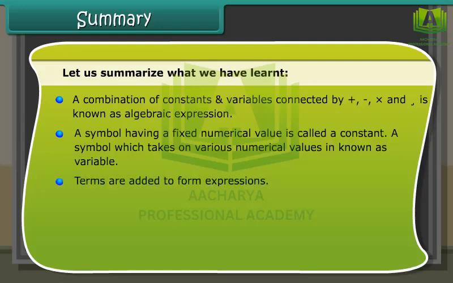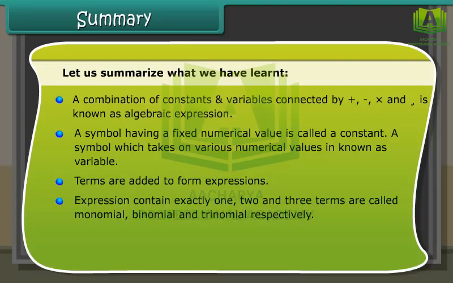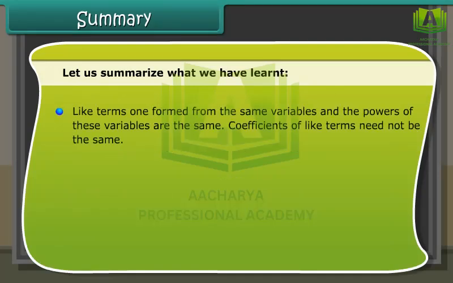Terms are added to form expressions. Expressions containing exactly 1, 2, and 3 terms are called monomial, binomial, and trinomial respectively. An algebraic expression in which the variables involved have only non-negative integral powers is called a polynomial. Like terms are formed from the same variables, and the powers of these variables are the same. Coefficients of like terms need not be the same.